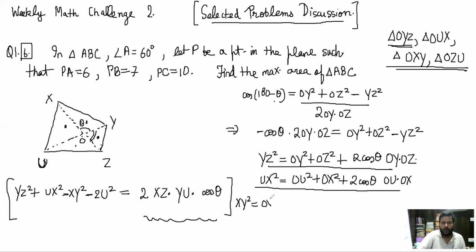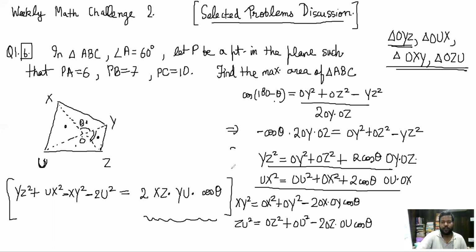XY square is equal to OX square plus OY square minus 2 OX OY cos theta. And the other one is ZU square is equal to OZ square plus OU square minus 2 OZ OU cos theta. So we have applied the cosine rule 4 times and we have 4 equations. Now it is a straightforward matter to compute this LHS, right? We just have to sum up these 2 and subtract these 2, right?